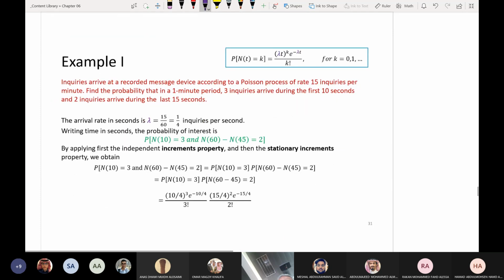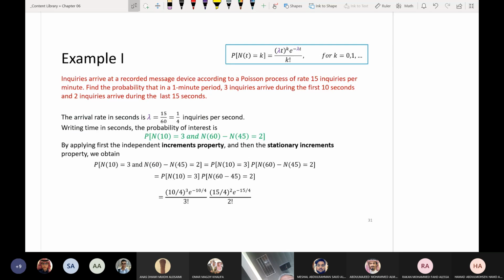Let's have the first example. Inquiries arrive at a recording message device according to a Poisson random process at a rate of 15 inquiries per minute. Find the probability that in 1 minute, 3 inquiries arrive during the first 10 seconds and 2 inquiries arrive in the last 15 seconds.